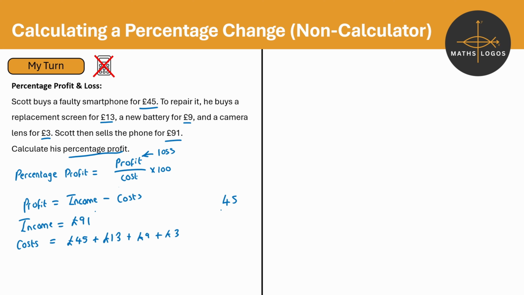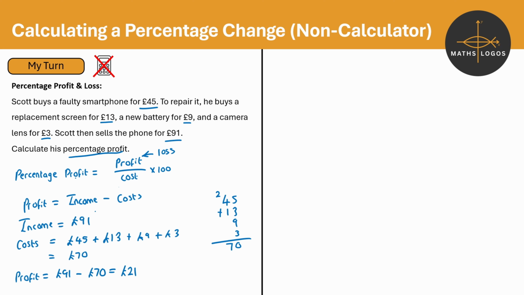So let's add these up and work out our total costs. So we'll just do 45, add 13, add 9, add 3. So 9 and 3 is 12, and 3 takes me to 15, and another 5 takes me to 20. Carry over that 2. 2 and 4 is 6, and 1 is 7. That's 70. So his costs are £70. That means his profit is the difference between the income and the costs. So it's going to be the £91 take away the £70, which gives me an answer of £21 profit.